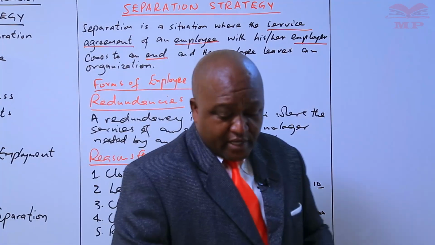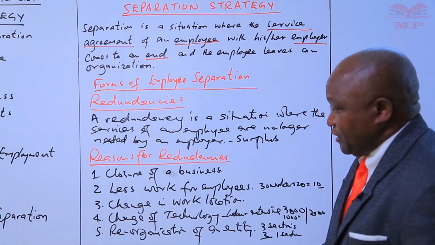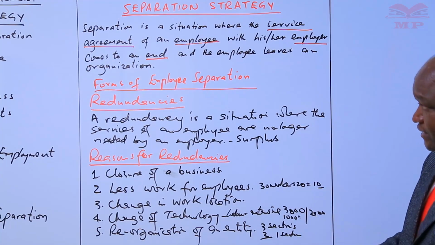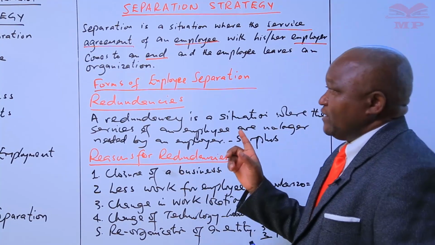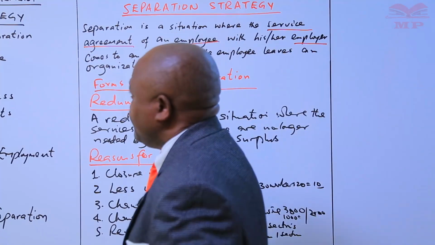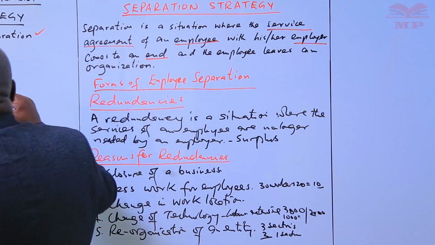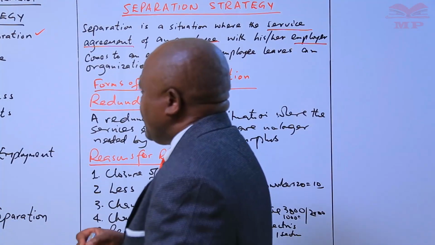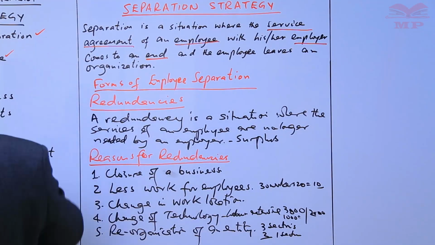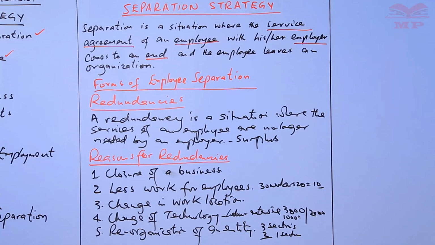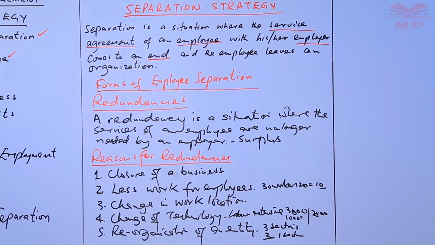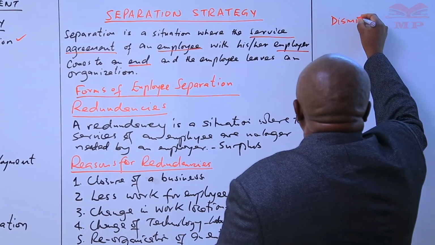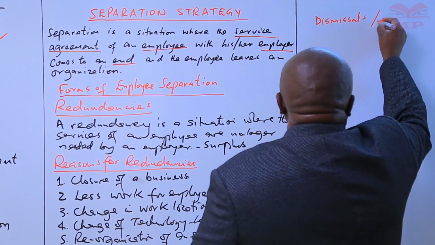So these are some of the reasons why an organization may find it necessary to declare workers redundant. We have looked at the forms of employee separation. We have looked at redundancies, and now we can have a look at dismissals, or what you are calling here discharge. Dismissals stroke discharge.